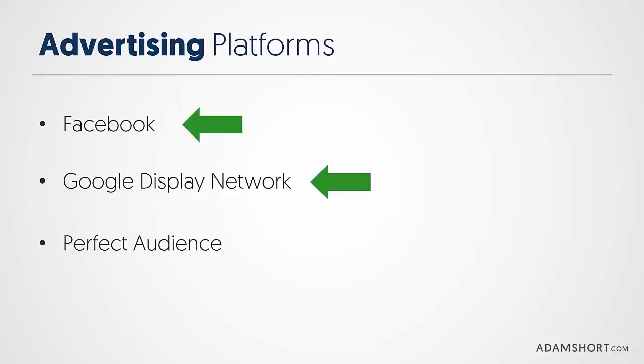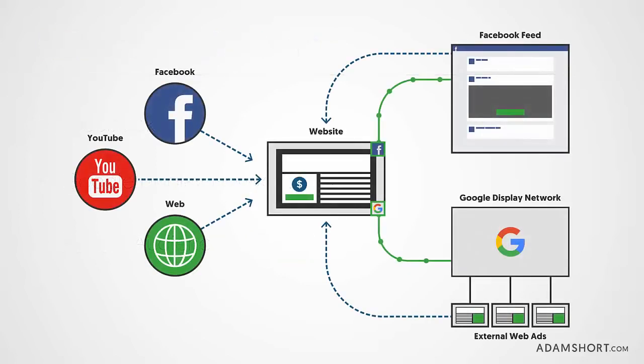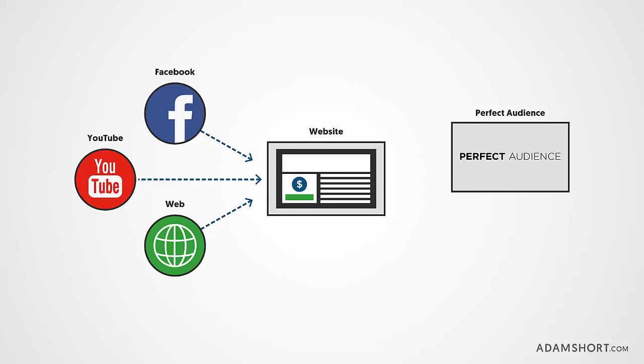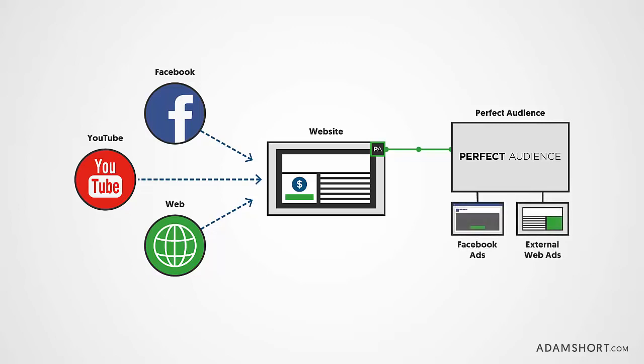Now, the third option I mentioned is Perfect Audience. And if you're using Perfect Audience, you don't need to set up a separate retargeting campaign with Facebook and then another retargeting campaign with the Google Display Network. Perfect Audience replaces those things and gives you a centralized place to run your retargeting campaign. So you would simply open up a Perfect Audience account, install the Perfect Audience pixel, and Perfect Audience plugs in to Facebook and it plugs into the Google Display Network and other networks to display your ad pretty much across the entire web.